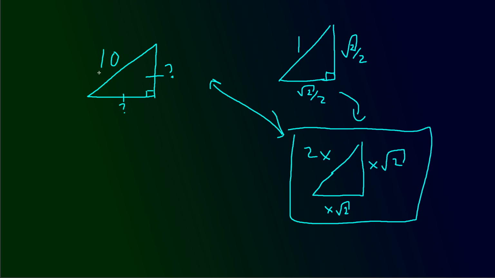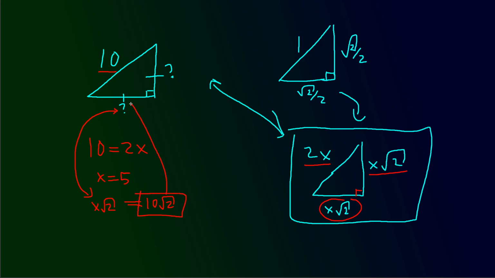So what does the 10 correspond to in this picture over here? Is it the 2x or the x√2? It's the 2x because that's the hypotenuse of that triangle. 10 is equal to, almost wrote 10x there, 10 is equal to 2x. So in this case, x again is equal to 5, which means that the missing sides are x√2. Those are the missing sides, according to this picture, which means that they're also 5√2. So that's what these sides are.